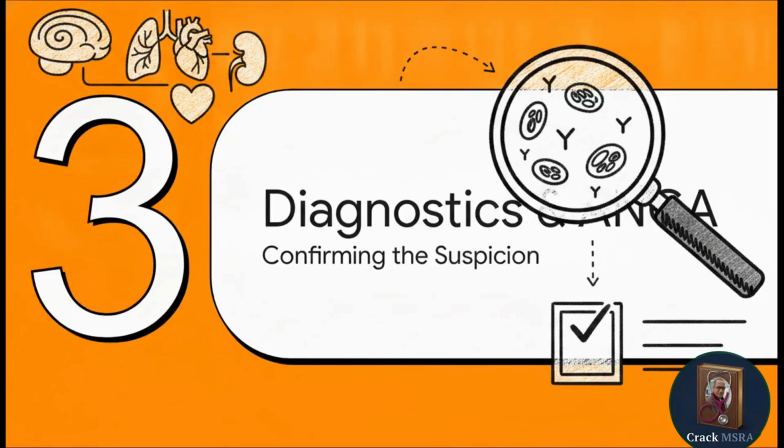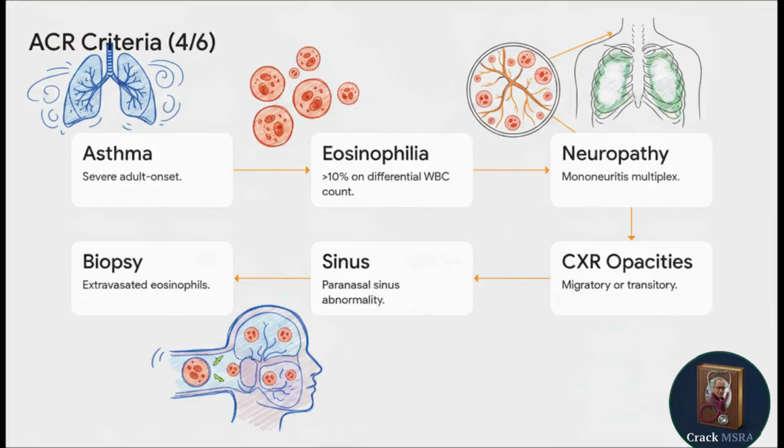Section 3. Diagnostics and ANCA. Confirming the suspicion. Okay, so you suspect EGPA. How do you officially confirm it? To achieve high diagnostic specificity under the ACR classification criteria, you need to identify at least 4 of these 6 features. First up, asthma. Second, eosinophilia greater than 10% on the differential white blood cell count.